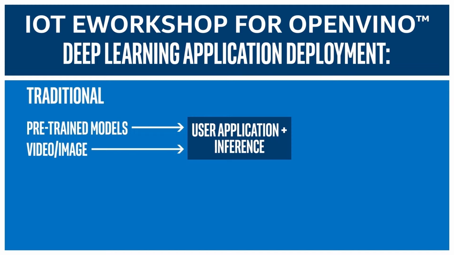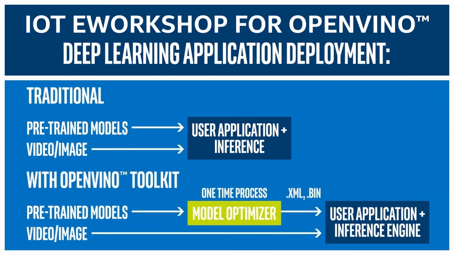The application deployment slightly changes with the OpenVINO Toolkit as you need to do a one-time pre-trained model conversion using Model Optimizer. Then you pass the intermediate representation files to the Inference Engine to infer input frames. So keeping this slight change in mind, let's go into more details of the Model Optimizer functionality.